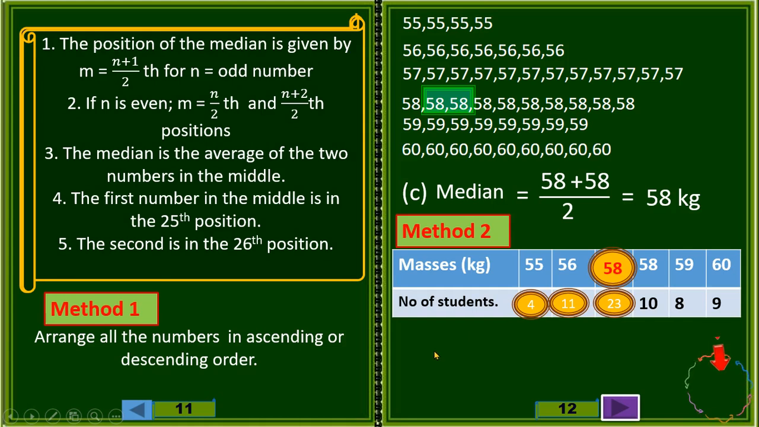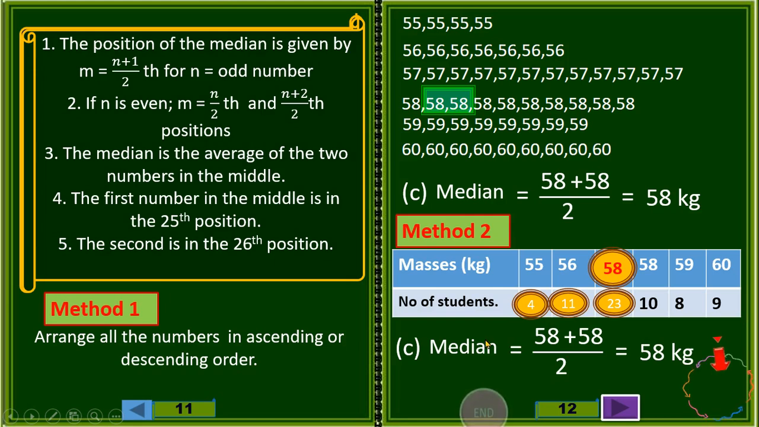So the median in this case, we take the two numbers in the 25th position and 26th position, which happen to belong to this particular group with mass 58 kilogram. So that will give us 58 plus 58 divided by 2, and that will give us 58 kilograms. That's the end of this question. We are going to go to the next slide for question number 2.